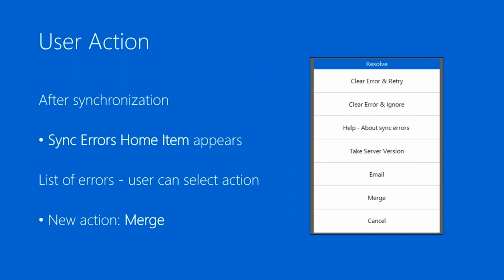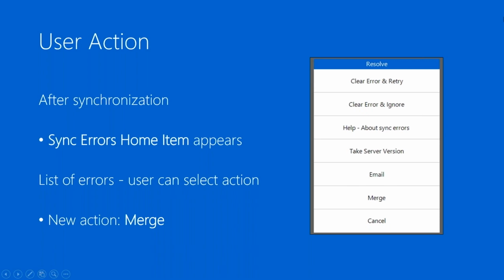So after synchronization, the user will see a new item on the home form, synchronization errors, and they will see the list of errors that occurred. Some of them were conflicts, and the user can select the action. You can see these actions on the screen. This is what the user usually sees, so they can retry. That means that during next synchronization, the record will be sent to the server again.